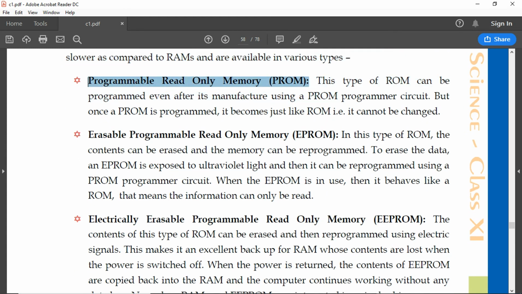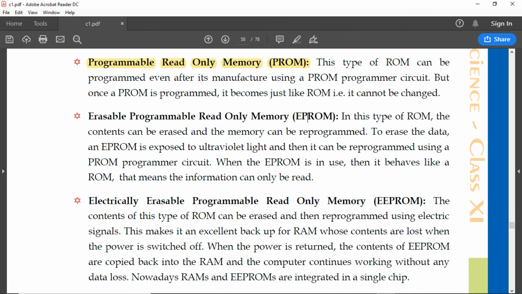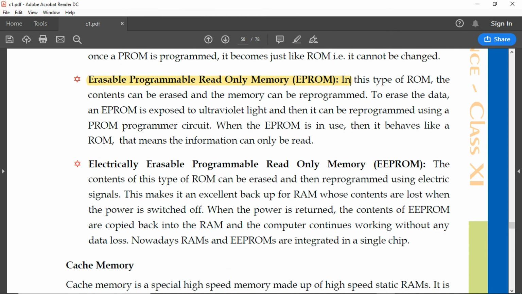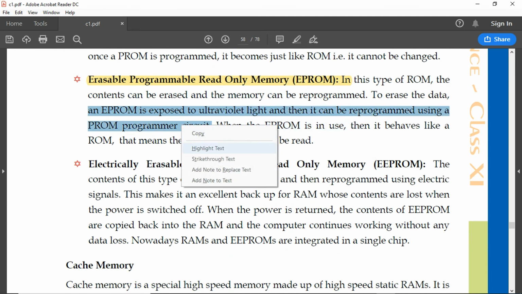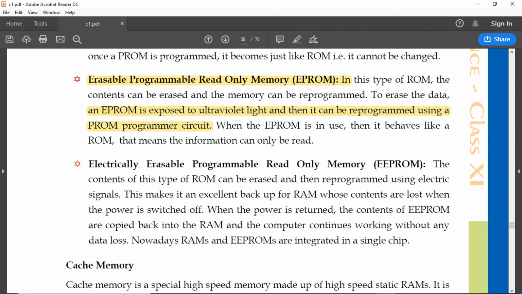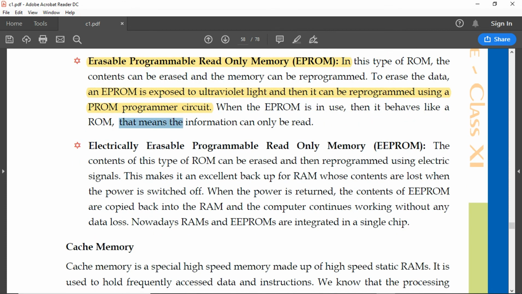Programmable read-only memory, PROM. This type of ROM can be programmed even after its manufacture using a PROM programmer circuit. But once a PROM is programmed, it becomes just like ROM, i.e. it cannot be changed. Erasable programmable read-only memory, EPROM. In this type of ROM, the contents can be erased and the memory can be reprogrammed. To erase the data, an EPROM is exposed to ultraviolet light and then it can be reprogrammed using a PROM programmer circuit.